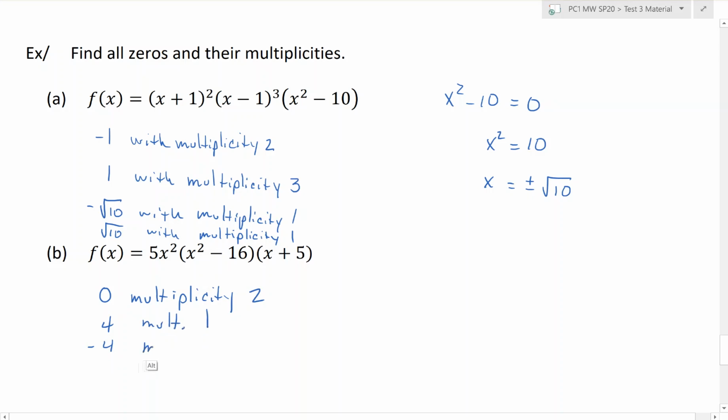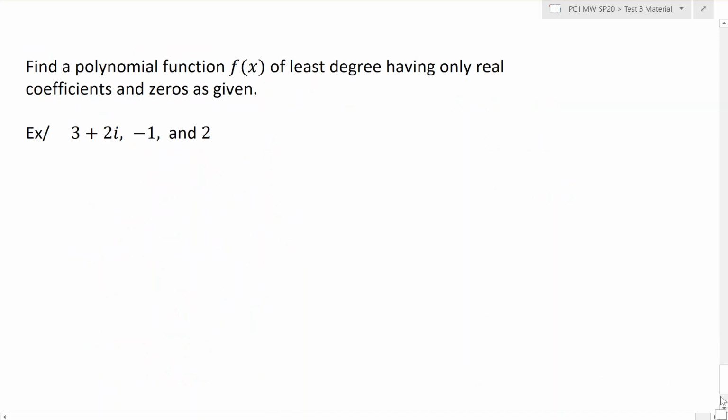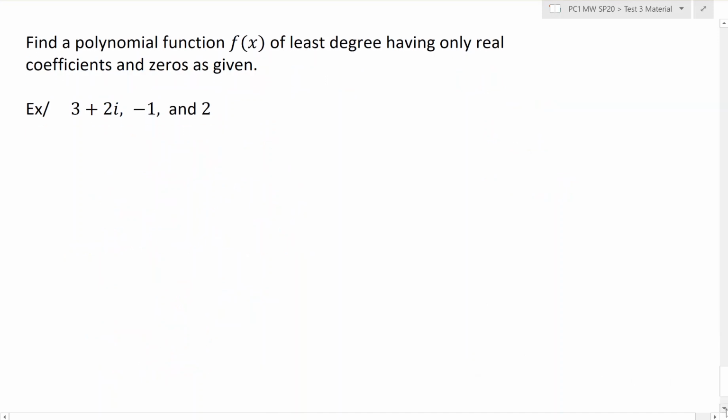Here I have x squared minus 16, so that would give me 4 and -4, multiplicity 1, multiplicity 1, and then a -5 with a multiplicity of 1. That's all they're asking you to do on this, is just find the zeros and the multiplicities. All right, find a polynomial function of least degree having only real coefficients and zeros as given.